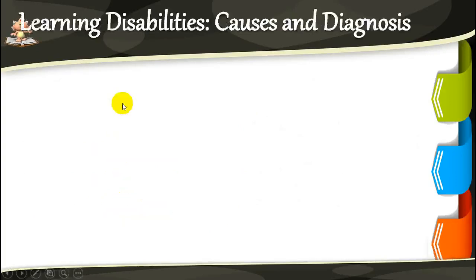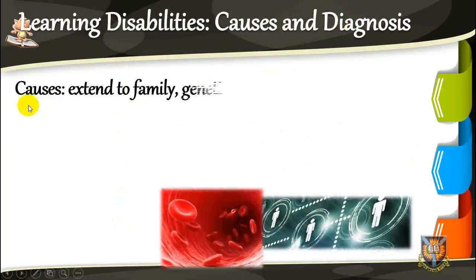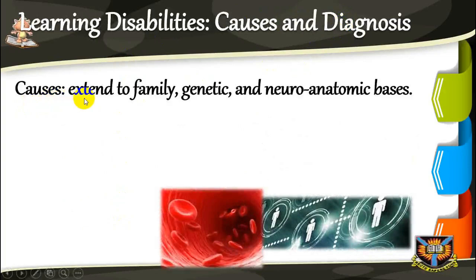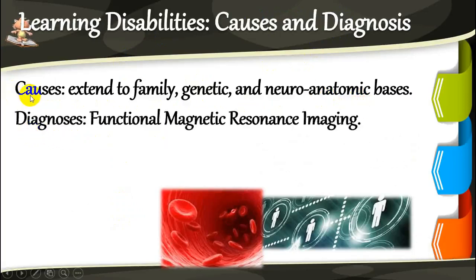Learning disabilities, causes, and diagnosis. With regard to causes, research extends to family, genetic, and neuroanatomic basis, with most work being done in language and reading disabilities. There appears to be heritability in language and reading LDs, with similar LDs being found in 35% to 45% of first-degree relatives. Also, identical twins are more likely to have similar LDs than fraternal twins.